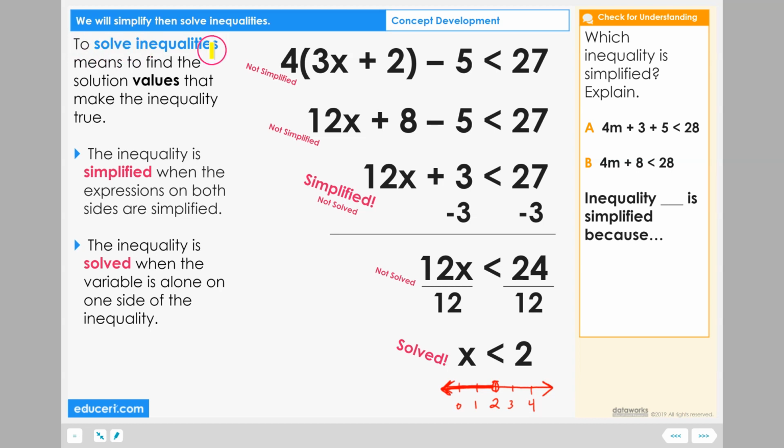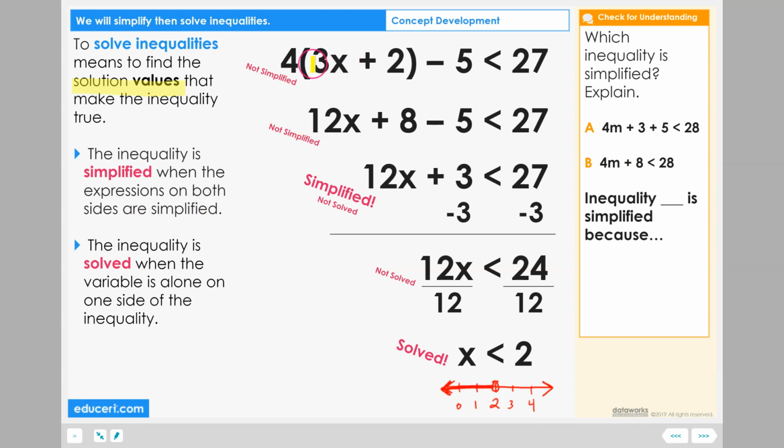To solve inequalities means to find the solution values that make the inequality true. Remember, an inequality will have many different solution values, all which make the inequality true. The inequality is simplified when the expressions on both sides are simplified.